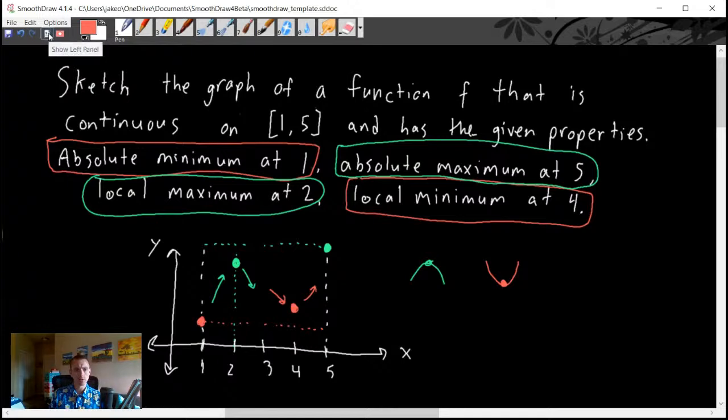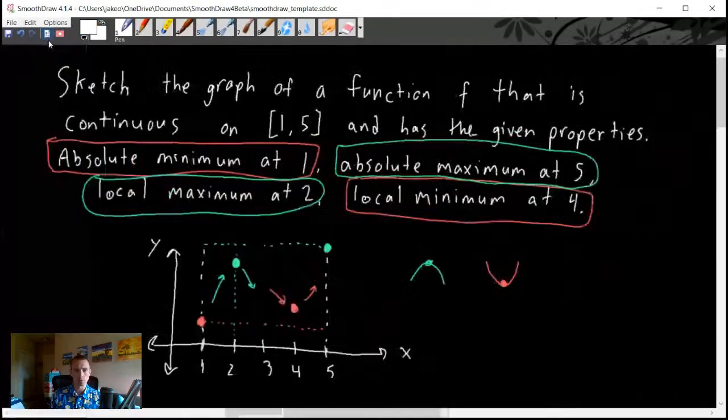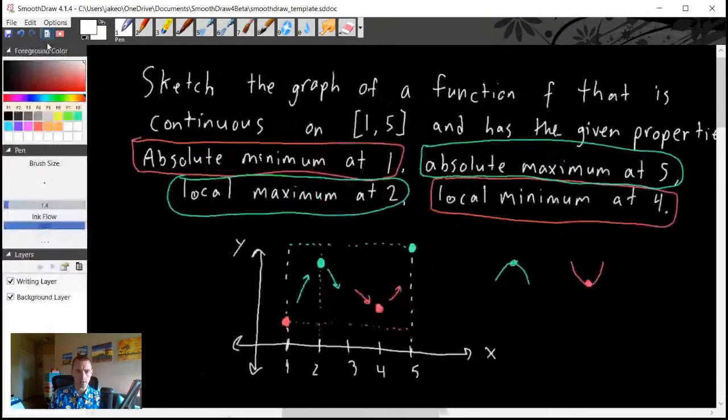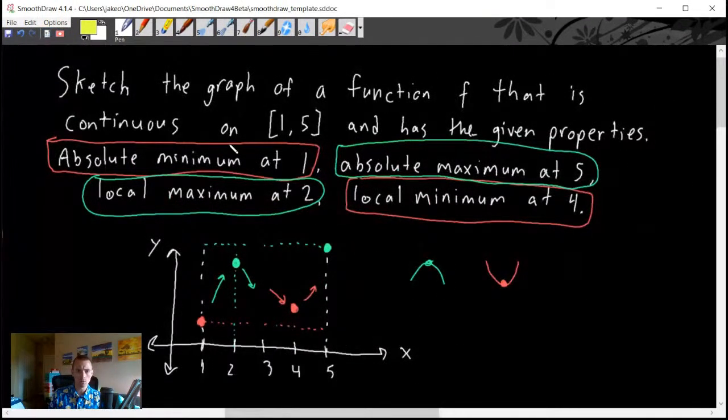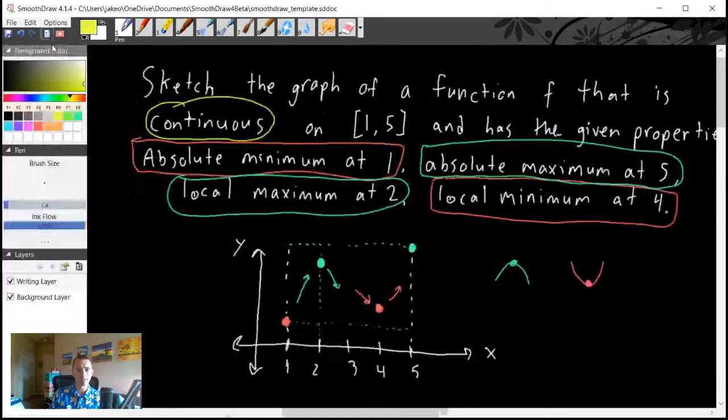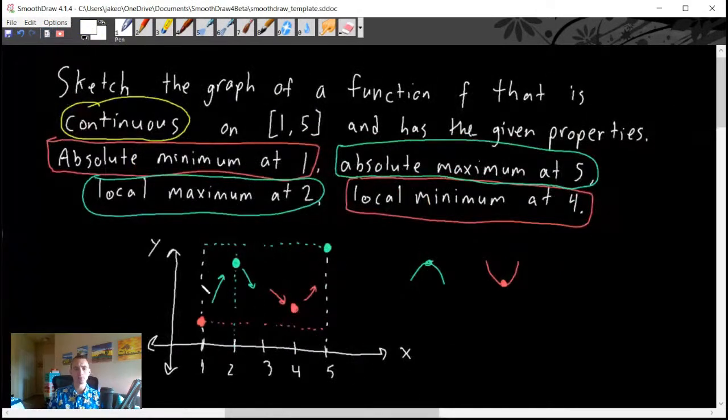So these are really the only 4 pieces of information we have, other than, I guess, the fact that we know we have a function that is continuous throughout this entire domain. So from 1 to 5, we need to have a continuous function. Essentially, we need to be able to draw this whole function from the left edge of this box to the right edge of this box without picking up our pen. So that's really pretty easy to do.